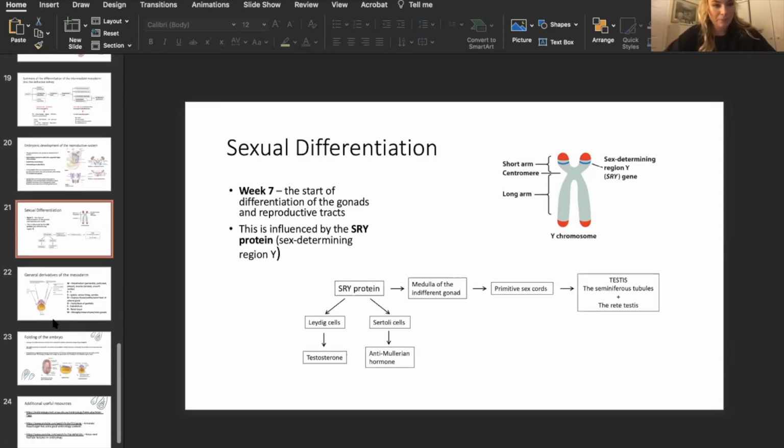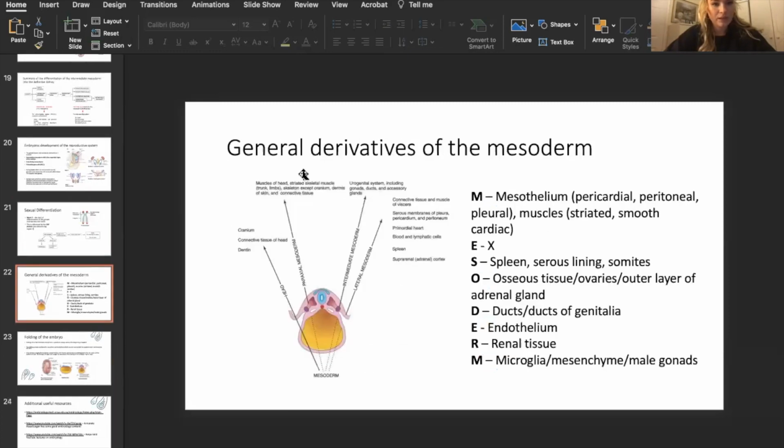So moving on to general derivatives of the mesoderm. Again, this takes back to the first image, just in case we're trying to remember what goes where. I completely forgot the word for what these things are called now, a mnemonic. If you just remember MESODERM, I found this on YouTube, it gives you everything that you need to remember what derives from mesoderm. So you've got the mesothelium, you've got all the muscles. E stands for nothing. There's nothing that goes in E, so it's just X.